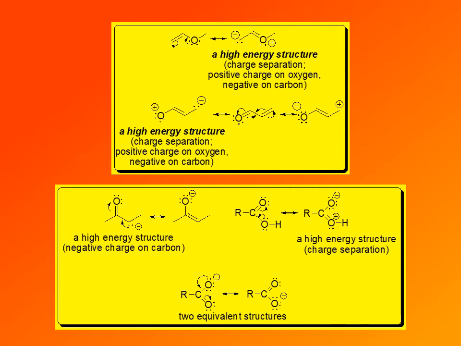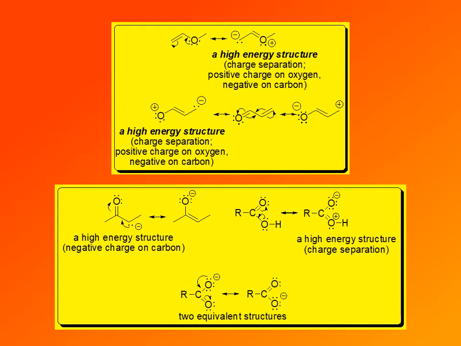Then, when we consider these three examples, first an example of enolate anion, very important reaction intermediate. In case of enolate anion, high energy structure is one that has negative charge on carbon, while lower energy structure is one with negative charge on oxygen. That's because oxygen better tolerates negative charge due to its high electronegativity. Still, sometimes we use structure on the left to explain reactivity of enolate anions.